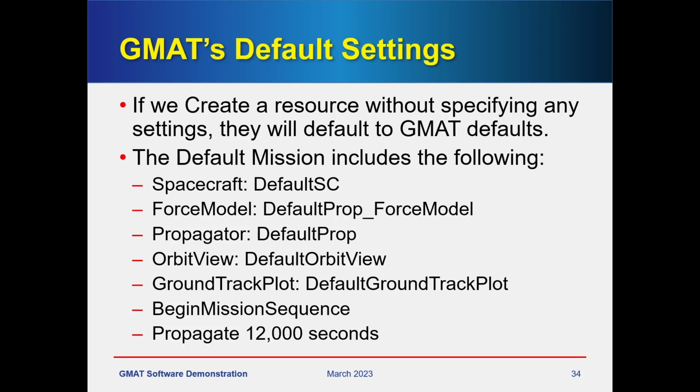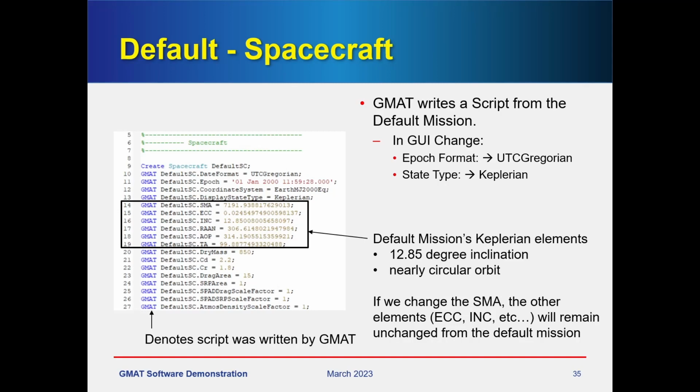If we create a resource without specifying details, the resource settings will be initialized to GMAT default. So that is what we did in level 0. We initialized the propagator to the default and then used it.